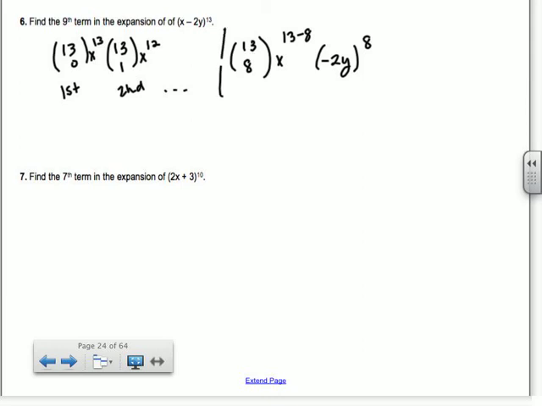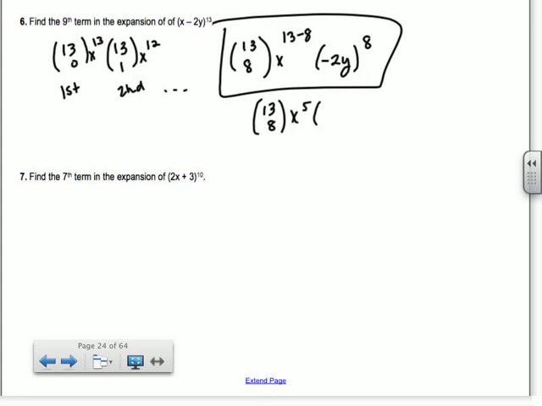All right, so then you can figure that out. So it's whatever 13 choose 8 is on your calculator, x to the 5th, whatever negative 2y is to the 8th.